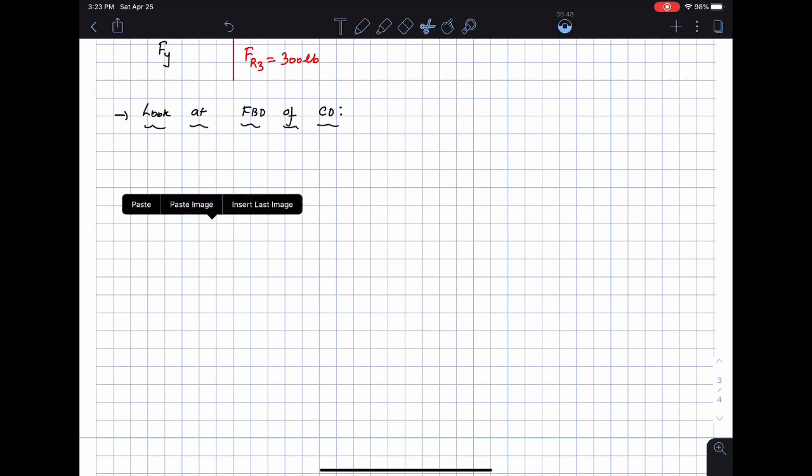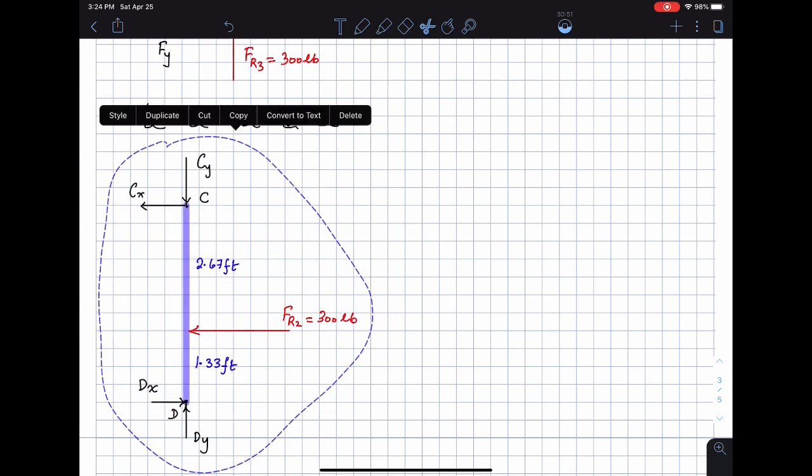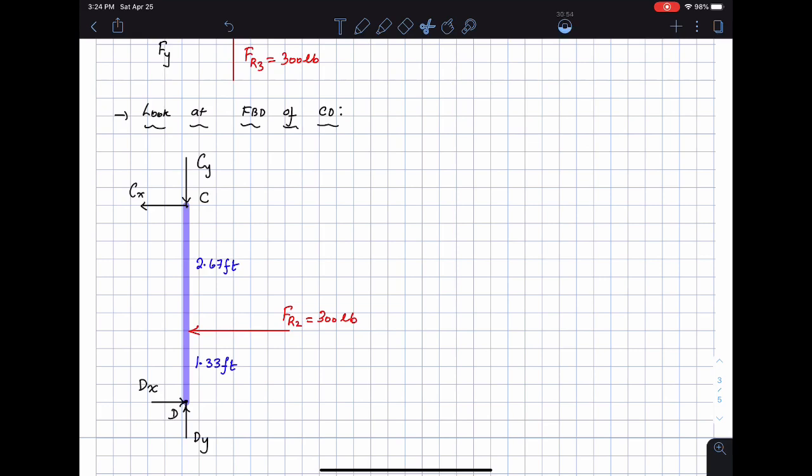If I look at the free body diagram of the bar CD, here is what I'll find. If I sum the moments at the point D and set them equal to 0, I see that Cx times the distance of 4 feet, then plus FR2 times the distance of 1.33, that's going to be positive as well, plus 300 times 1.33, is equal to 0. If I solve for Cx, it is approximately minus 100 pounds.